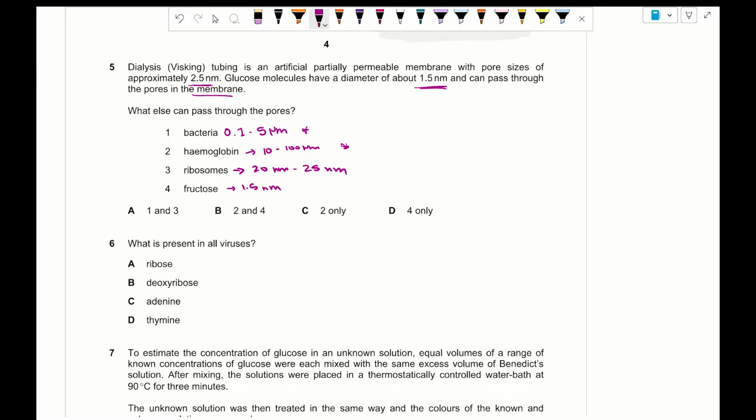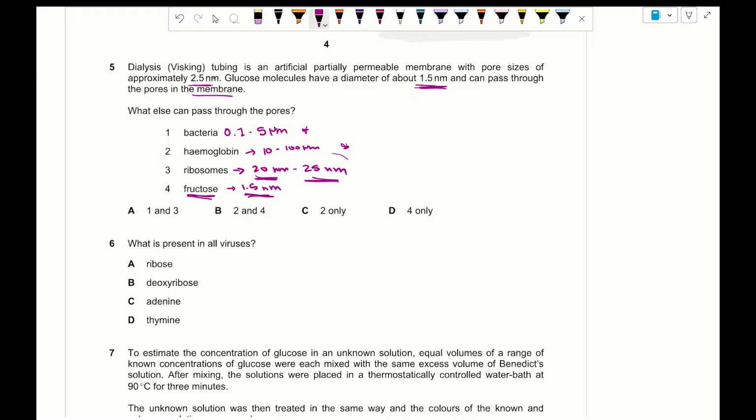Prokaryotic cells range from 0.1 to 5 micrometers, and eukaryotic cells range from 10 to 100 micrometers. Ribosomes range from 20 to 25 nanometers, so 20 if it's a prokaryotic cell and 25 nanometers if it's a eukaryotic cell. And here it's telling us that the diameter of glucose is 1.5 nanometers. We know that fructose is a monosaccharide, same as glucose, so we are assuming that they approximately have the same length, which is going to be 1.5 nanometers.